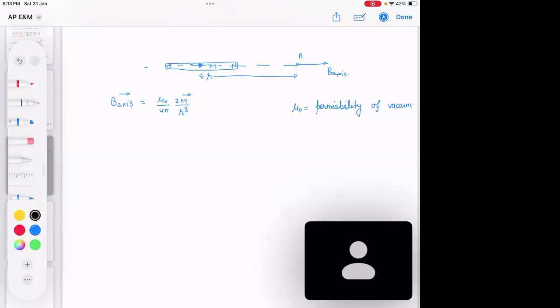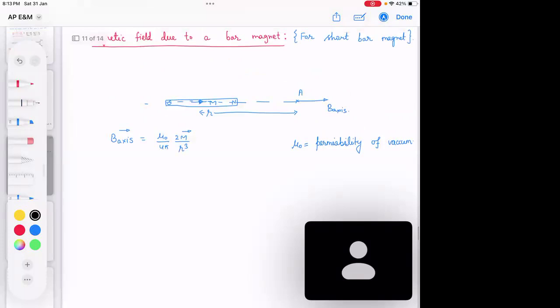Understood? Now, another point where we want to calculate the magnetic field is, let's say, this point. What is this point? This is called the equatorial point. Equatorial point means the point which is on the perpendicular bisector. Again, we are going to calculate at a distance r. The magnetic field on the equatorial point will come mu naught by 4 pi, m by r cube.